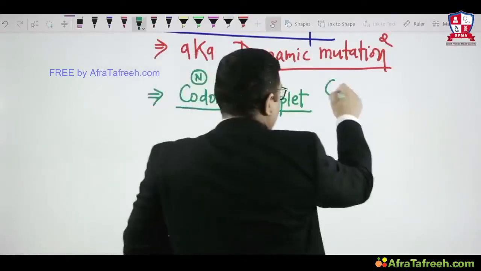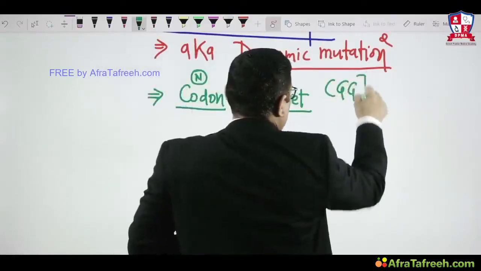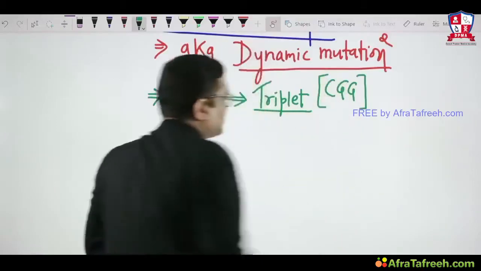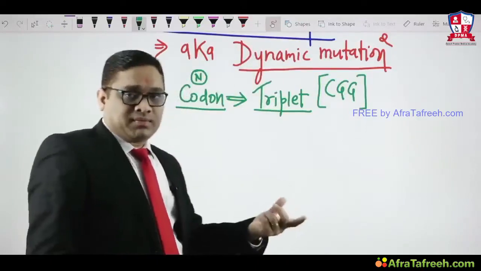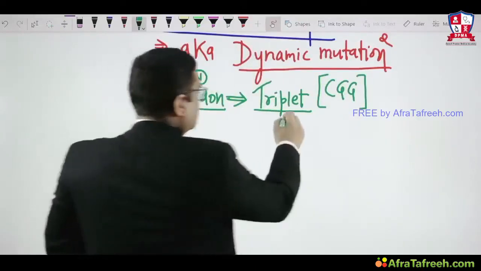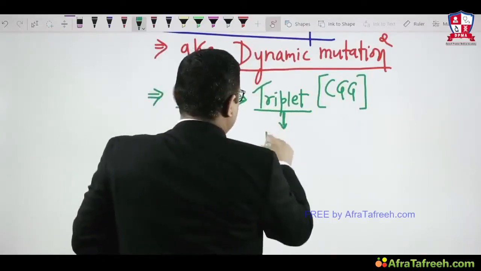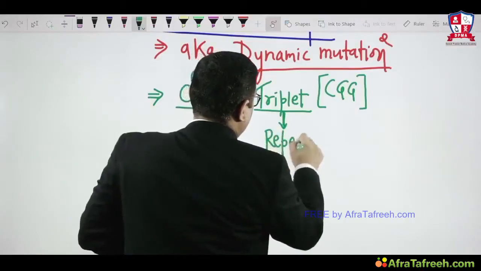For example, C, G, G. So they will be arranged in triplets like this, right? And these triplets will repeat themselves. That is another normal thing. So these triplets will have repetitions. So there will be repeats.